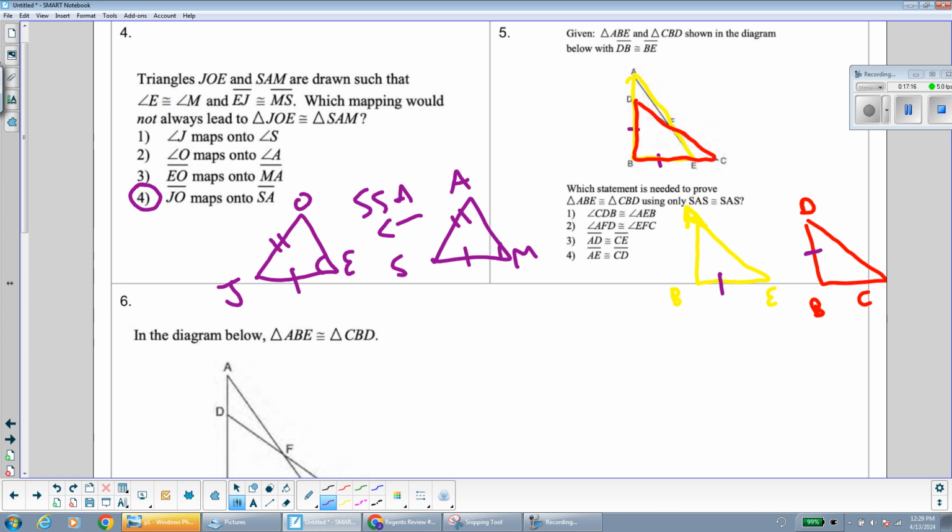Now the triangles are overlapping, so there's going to be something shared between them. So I'm going to look for a shared angle. And I do see that there's a B here and a B here. So they do share angle B. So angle B is congruent to itself by the reflexive property. Now for SAS, I would need AB over here to give us the second side, and I would need BC over here.